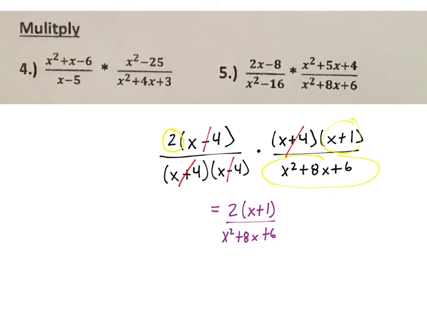plus 6. And then in this case, we got to keep in mind our restrictions. So it's going to be x cannot equal 4, x cannot equal negative 4, but x can also not equal any of the zeros for this quantity. And we don't know what those are right now. We could use the quadratic formula, but we'll just say the zeros of x squared plus 8x plus 6.